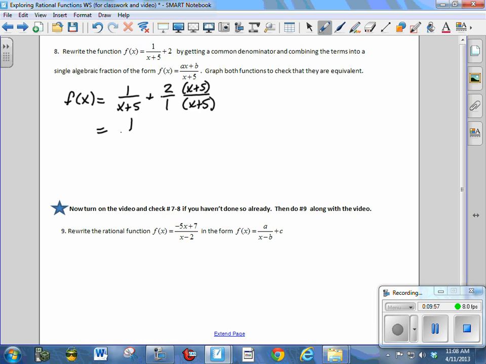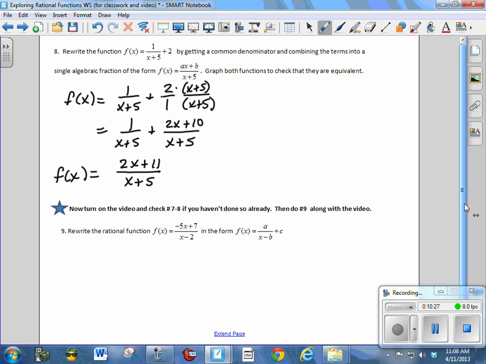That would give me 1 over x plus 5 plus the quantity 2x plus 10. I'm multiplying the 2 times the x plus 5, all over x plus 5. Now that I have common denominators, I can add the numerators, so I end up with 2x plus 11 over x plus 5. So if you were to graph 2x plus 11 over x plus 5 and 1 over x plus 5 plus 2, it's exactly the same graph.